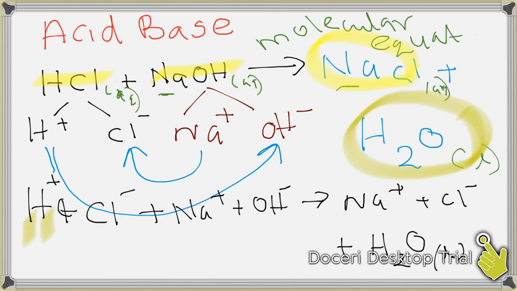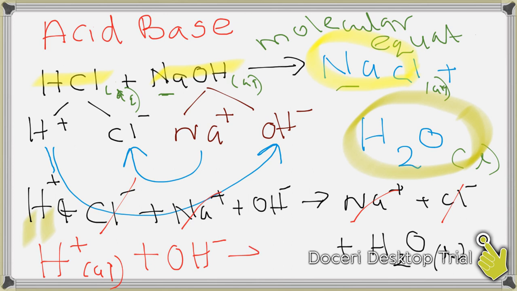So I try to find the common ions on both sides of the equation. Sodium is a common ion, so I cancel sodium. I try Cl, and cancel that too. So I end up with H plus aqueous, OH minus aqueous, give me H2O. So this is the net ionic equation.